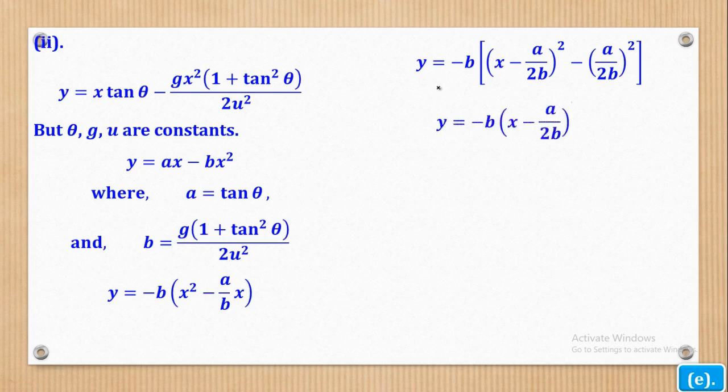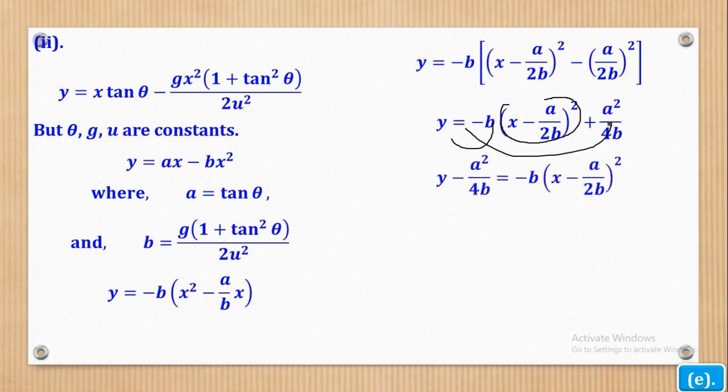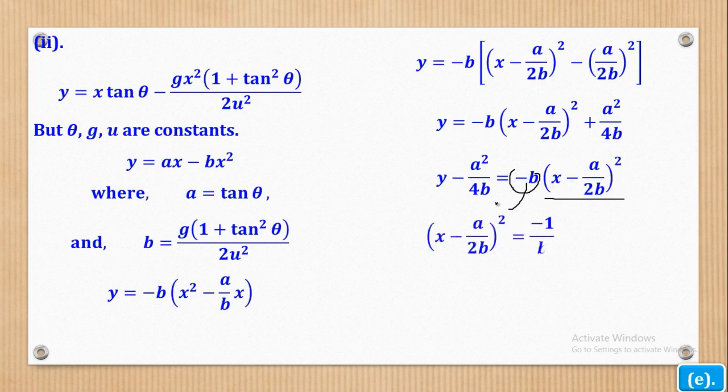So after that, we shall now try to open this square bracket to come up with that. Then we rearrange, make this one the subject. So that means that this has to go this side and this one also has to go this side. So let me start by putting this one this side to come up with this expression y minus a squared over 4b equal to negative b, in brackets this expression. But my aim is to make this one the subject, so I'll bring this one also this side to come up with that.